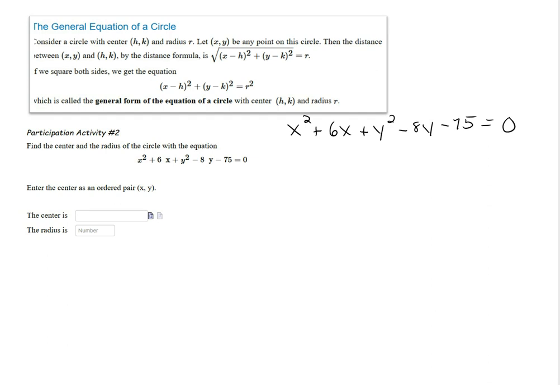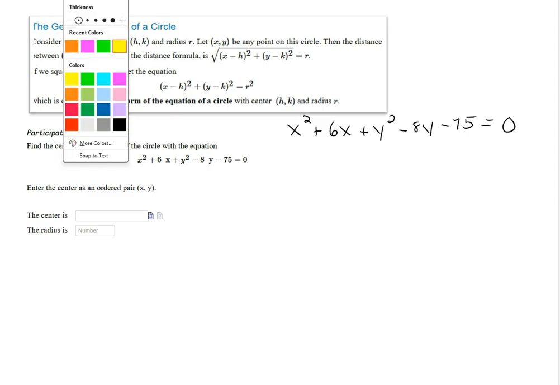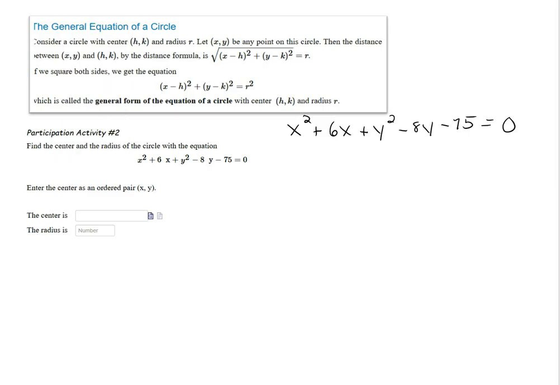Okay, the general equation for a circle. When it talked about the definition of a circle, they gave you this right here. But if we square both sides, we get this equation. And so (h, k) is still your center, right? And it's got an r squared, but r is still the radius.